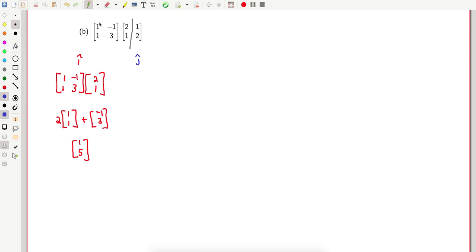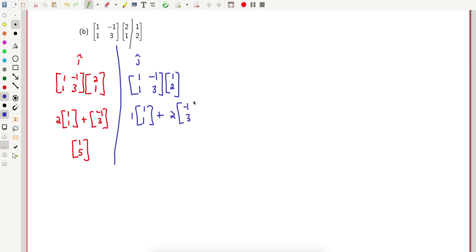J hat. We have 1, 2 times this matrix. So we're going to take 1 times this first column and add to it 2 times this second column. Here we're going to get 1 times 1 is 1 plus 2 times negative 1 is negative 2. So 1 plus negative 2 is negative 1. And then 1 plus 6 is 7.